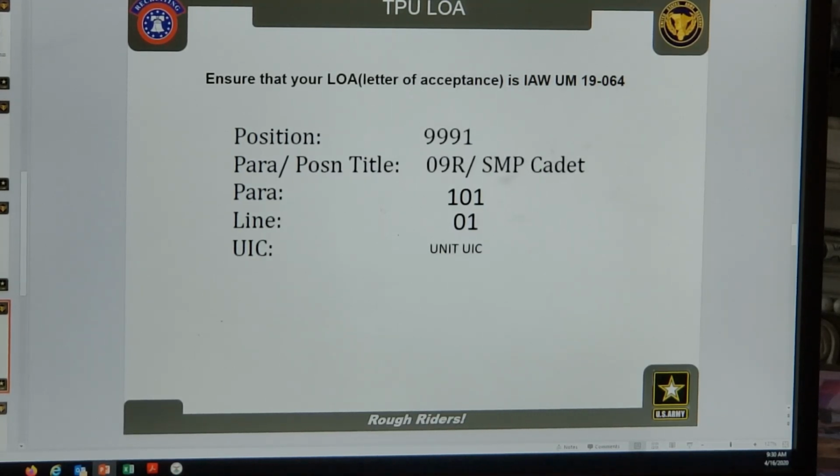Right, TPU LOA, right here. Same position, paragraph, and line number for every single unit. Position is 9991, the paragraph 101, and line is 01.